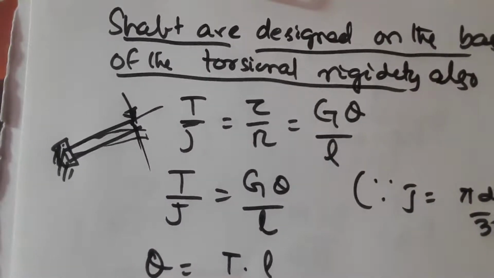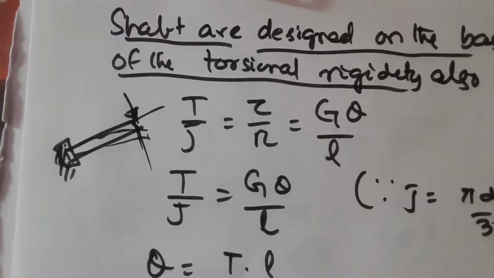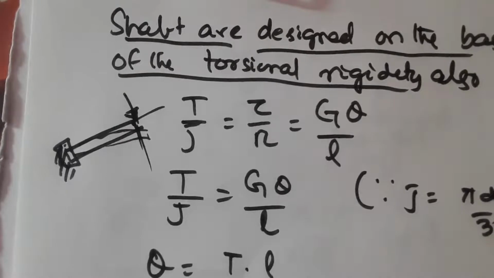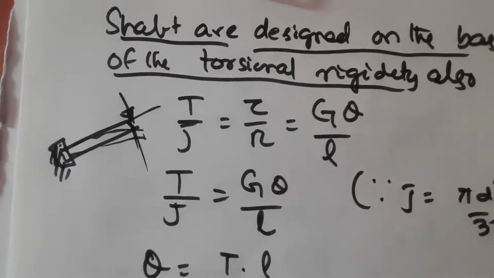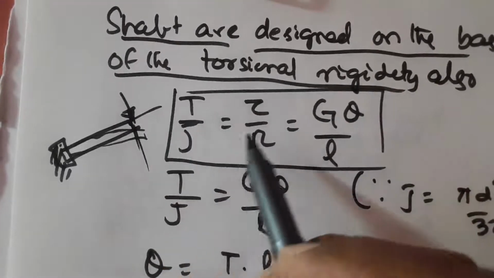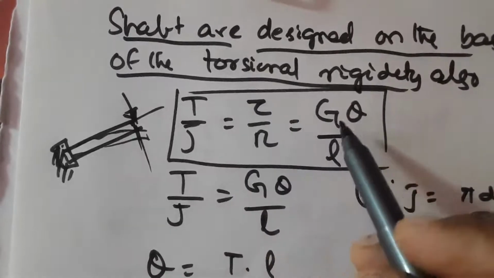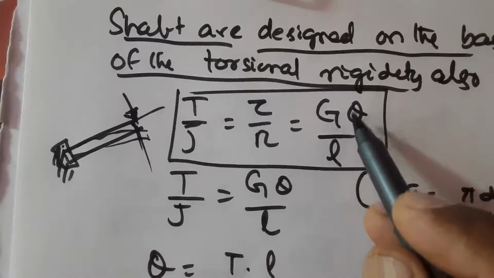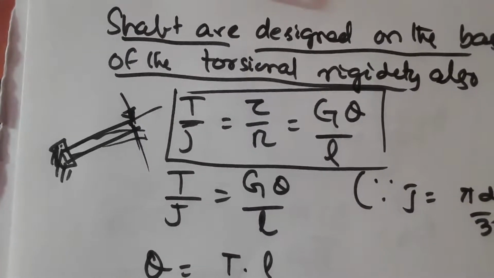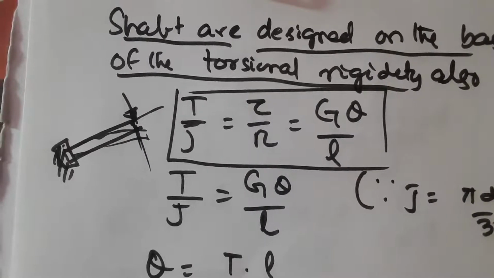In certain applications like machine tools and spindles, it is necessary to design the shaft on the basis of torsional rigidity, that is, on the basis of the permissible angle of twist per meter length of the shaft. Let's say the angle of twist that is permitted is theta. The famous torsion equation says that T by J is equal to tau by R is equal to G theta by L. G is the material property, theta is the permissible angle of twist that the shaft can have per meter length, and L is the length of the shaft.